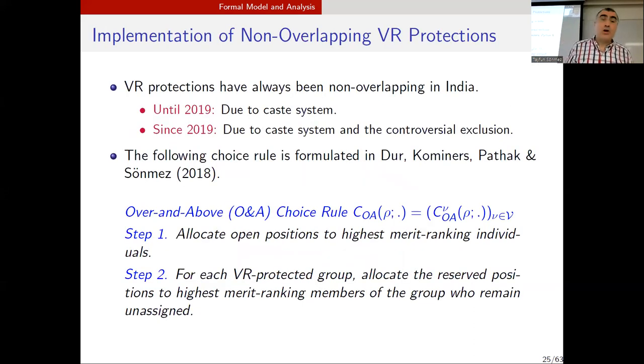Okay. So VR protections have always been non-overlapping in India, and it still is, unfortunately. Until 2019, due to the caste system, and since 2019, due to the caste system and controversial exclusion.